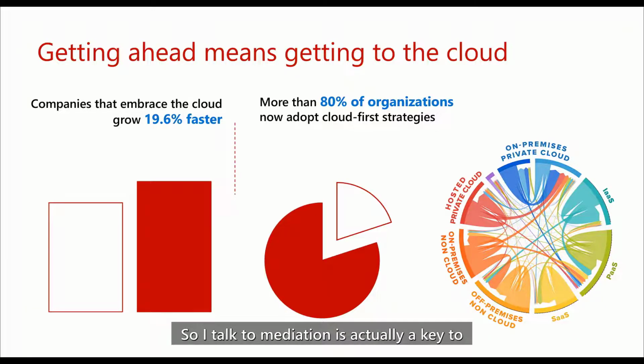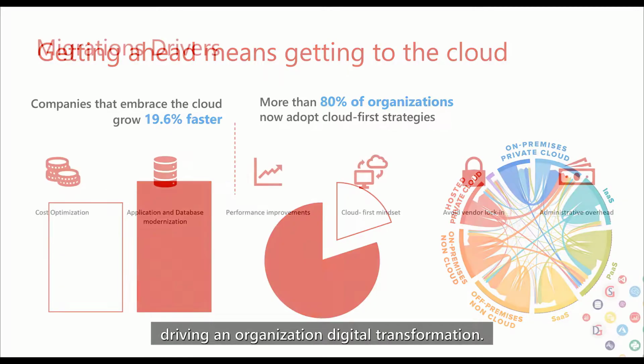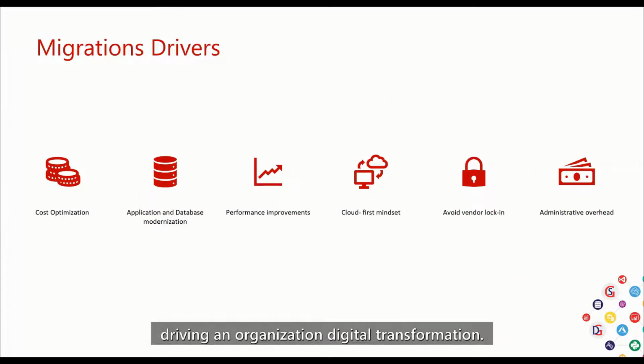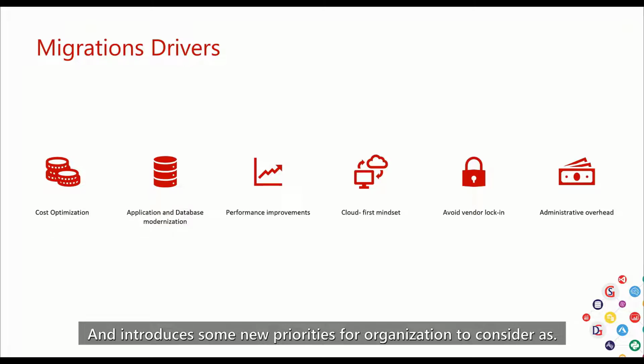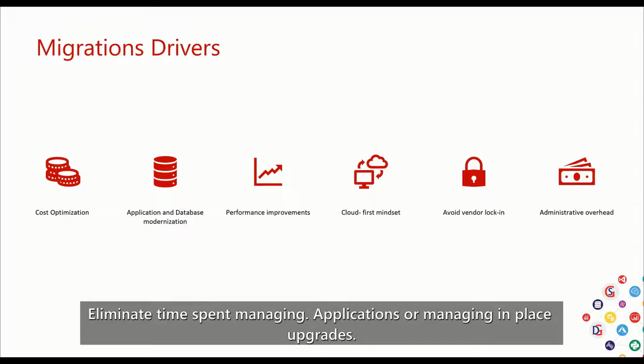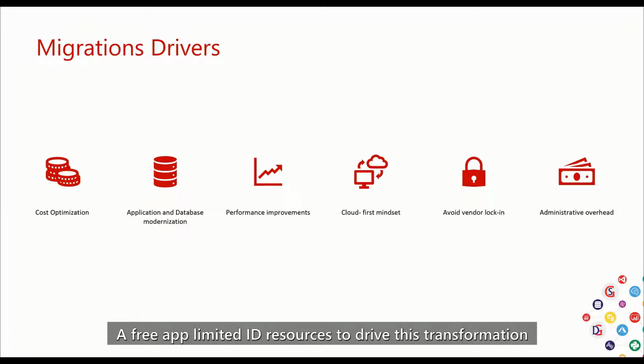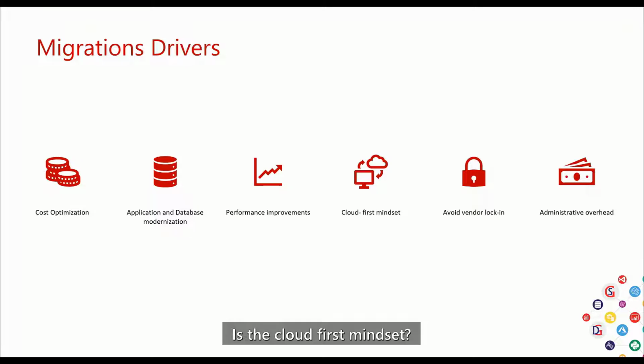So IT optimization is actually key to driving an organization's digital transformation, and it introduces some new priorities for organizations to consider, such as eliminating time spent managing applications or managing in-place upgrades, freeing up limited IT resources to drive this transformation, and also migration of the business-critical application to the cloud. So that's something that we hear often with our customers, the cloud-first mindset.